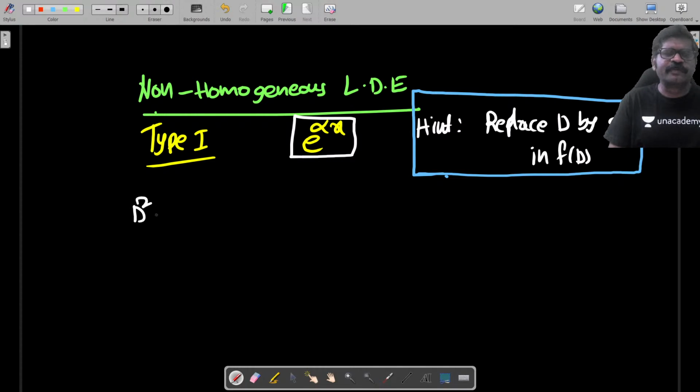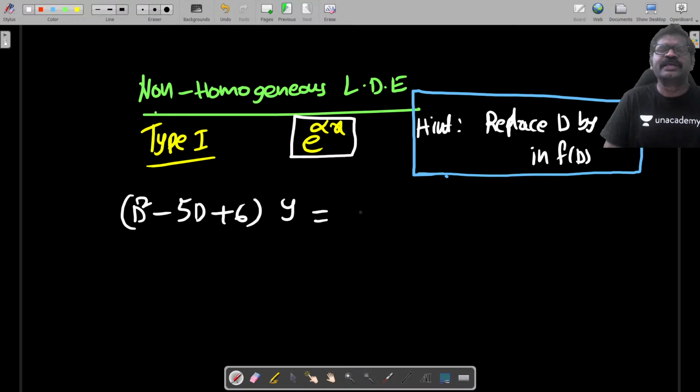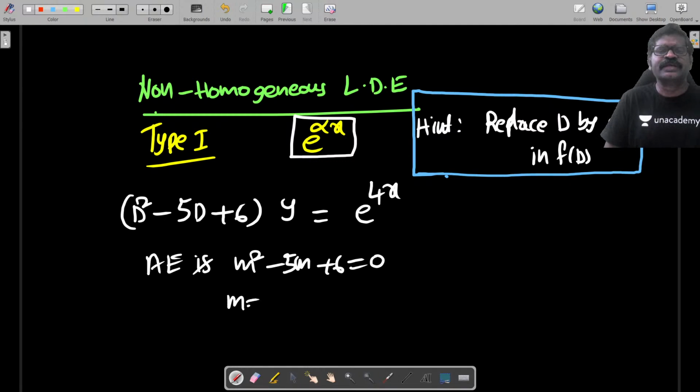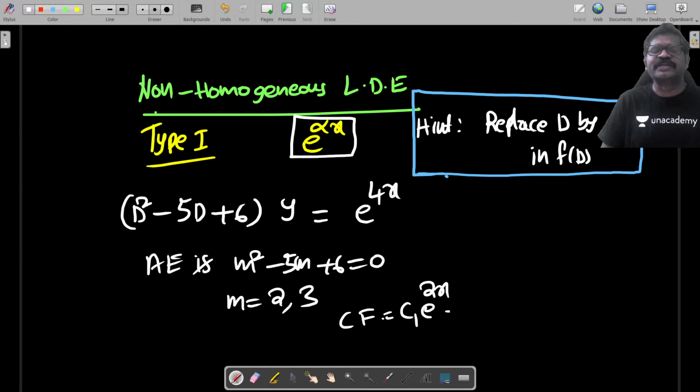(D square minus 5D plus 6) of y equal to e power 4x. Now, the auxiliary equation is m square minus 5m plus 6 equal to 0. m is equal to 2, 3. Therefore, the complementary function is c1 e power 2x plus c2 e power 3x.